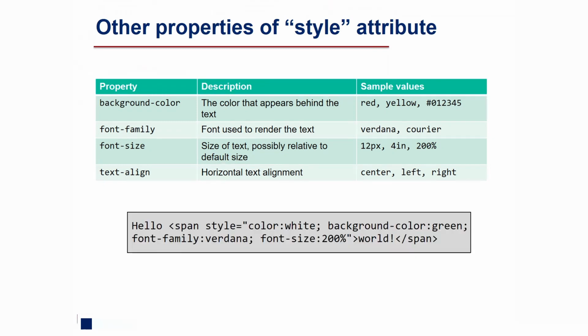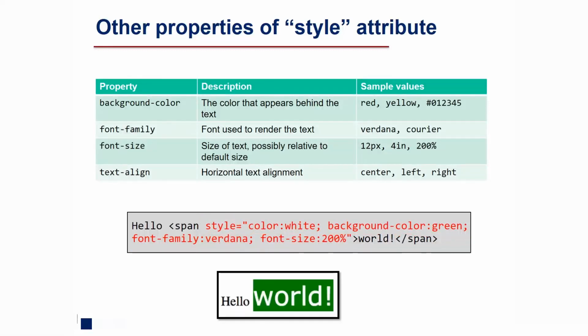So here's an example where I'm using the span tag. In the span tag, I mentioned previously that we have a little bit of text, in this case the word world, to which we want to apply some formatting. In this case, we're going to apply the style attribute. We're going to say that the color of this text should be white. The background color should be green. We're going to use the Verdana font, which is a sans serif font. And we're going to make it twice as big as usual, font size of 200%. And in Google Chrome, this is how that would be rendered.